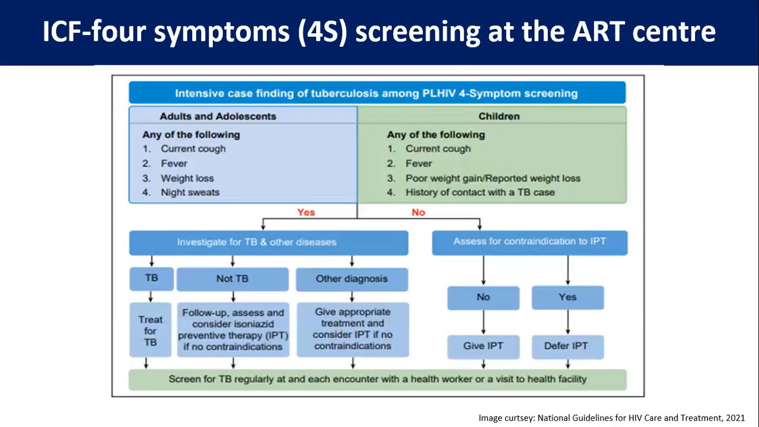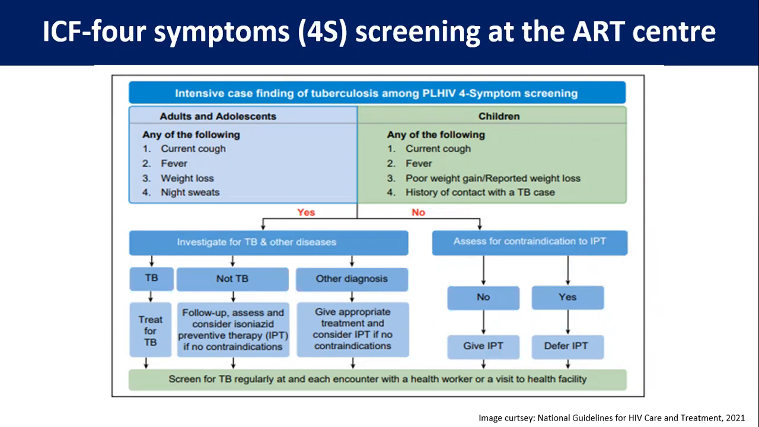The 4 symptom complexes in adults and children are a bit different. The first 2 symptoms are common to both: current cough and fever, in both adults and children. Weight loss in the case of adults, while in children it is poor weight gain or reported weight loss. Night sweat in the case of adults and adolescents, and for children it is history of contact with a TB case.